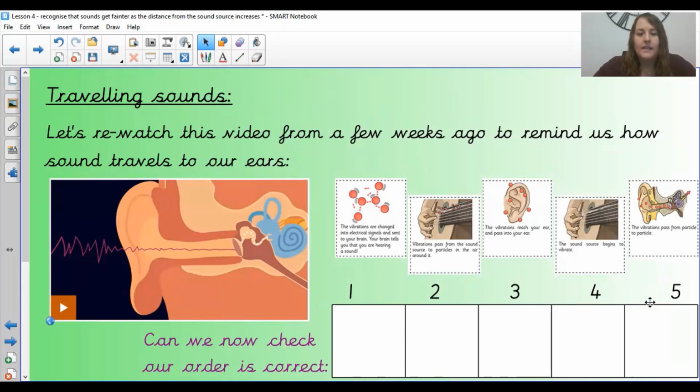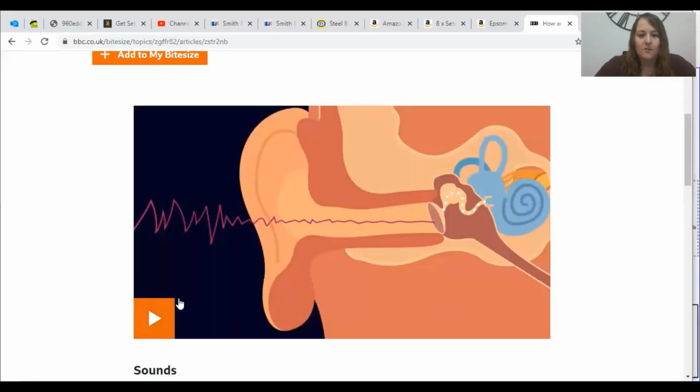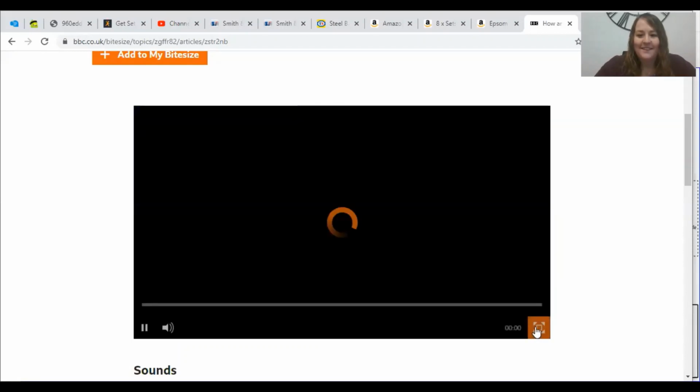And we will actually drag them in just a moment because we're going to re-watch this video from a couple of weeks ago to remind us how sound travels to our ears, and then we'll be able to put those in the correct order. So fingers crossed you can see this screen now. Hopefully it won't take too long to load.